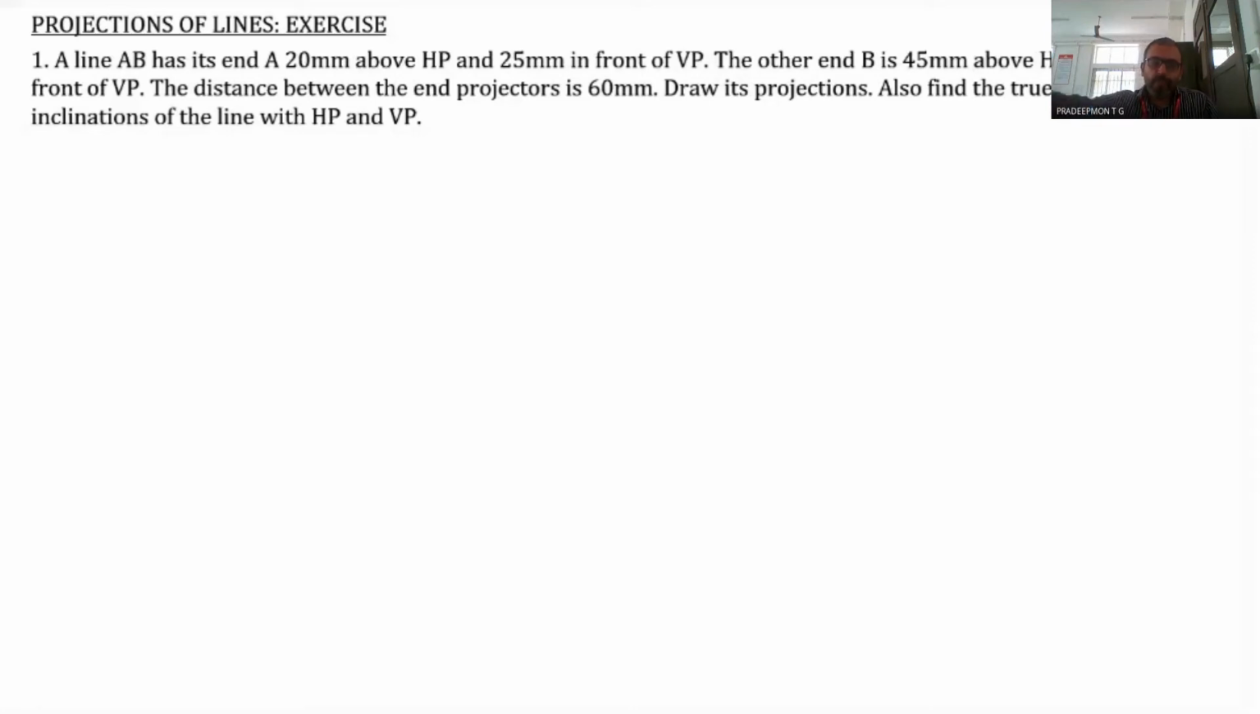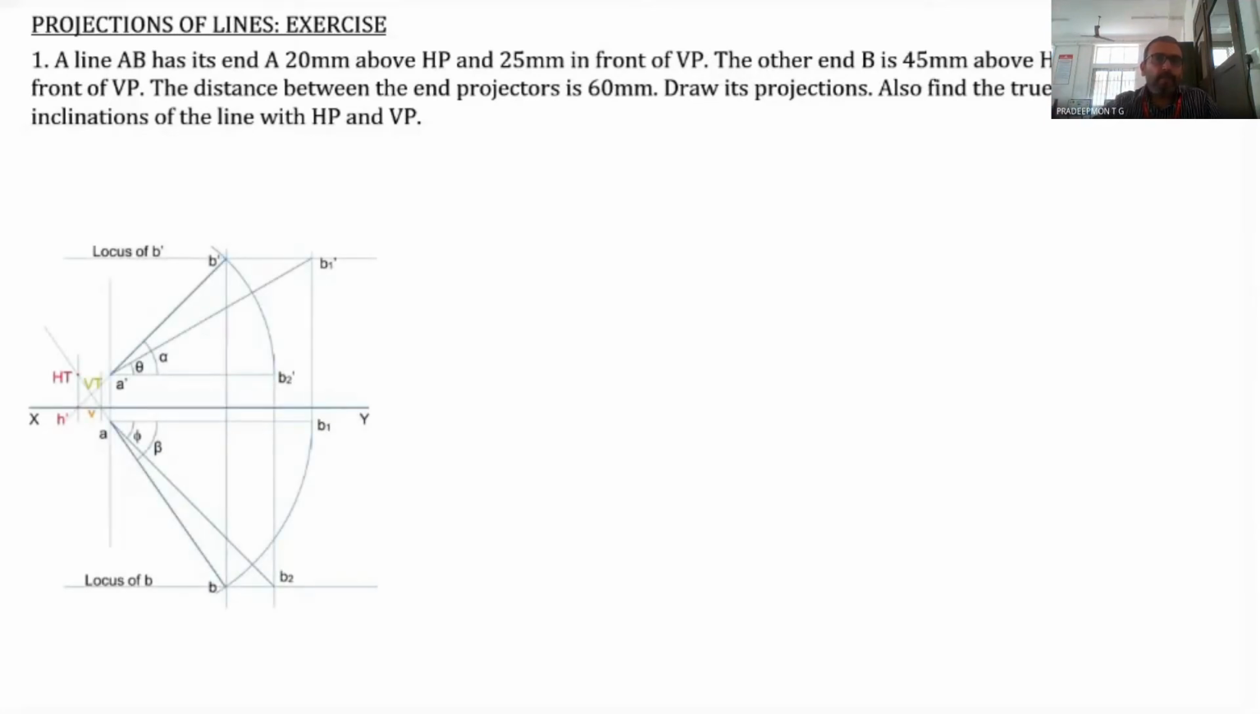Now let's move on to the solution. As I said, I have displayed the normal figure, the base figure here. Here, the parameters given are that end A is 20 millimeter above HP and 25 millimeter in front of VP. So this distance here is 20 millimeter, and this distance is 25. So these two distances are given so that you can draw.